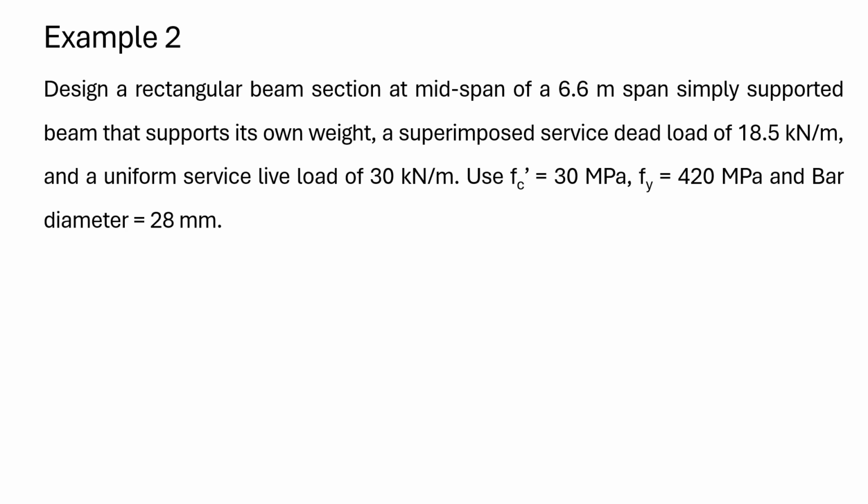So in this video, you will learn how to design a reinforced concrete rectangular beam, singly reinforced, using Prokon program. As you can see in front of you, this is example 2, which is the same example that we solved during class. It is required to design a rectangular beam section at mid-span of a 6.6 meter simply supported beam which supports its own weight, superimposed load, and live load, and we have the material properties Fc dash and Fy, and it is required to use bar diameter equal to 28 millimeters.